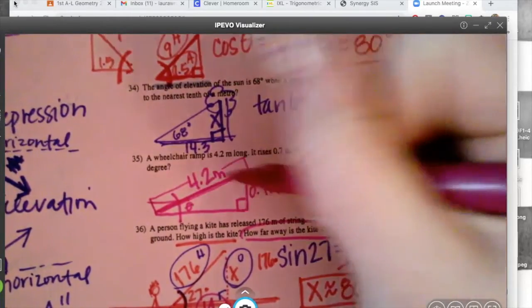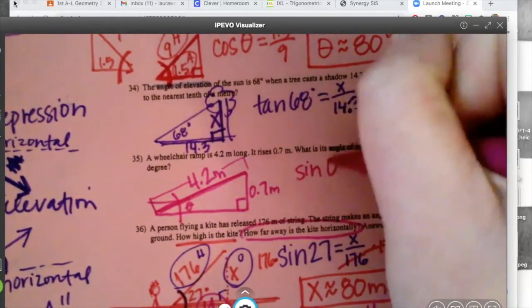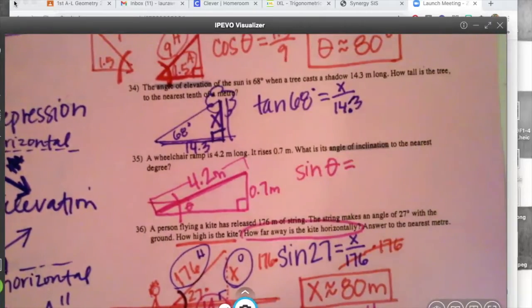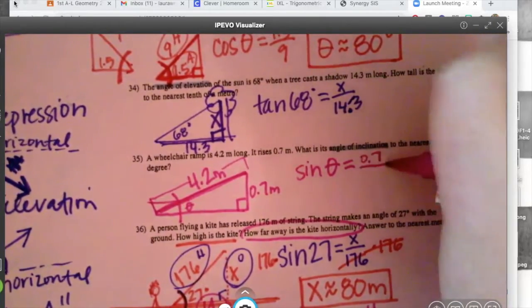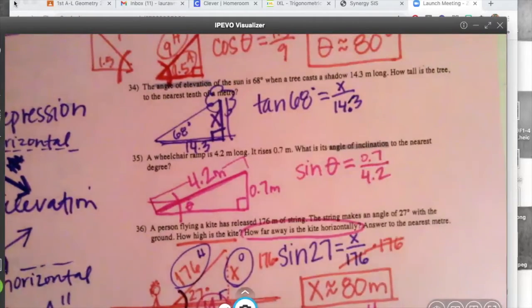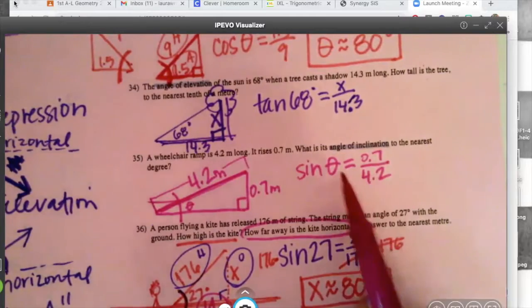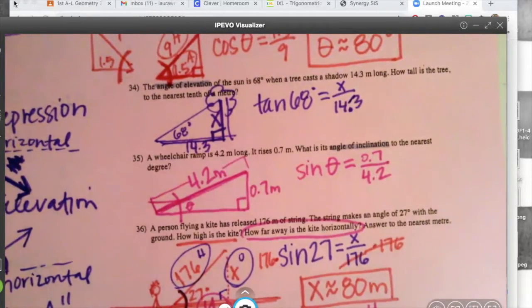We now have opposite and hypotenuse, which is sine, and we're finding the angle. So it's sine of theta equals opposite over hypotenuse. And there you go. You just type it in. You do the inverse sine on this one since you're finding the angle. Any questions before I turn you loose to work?